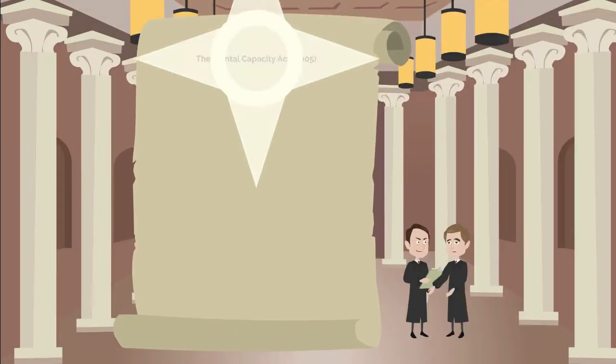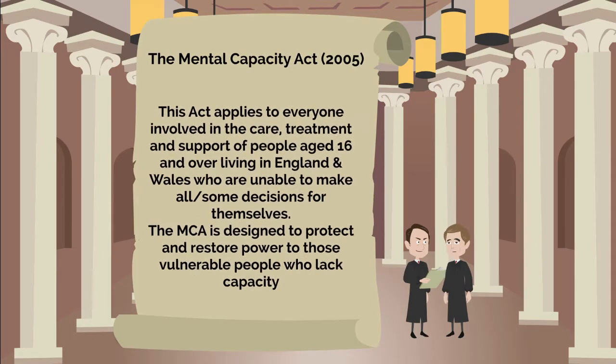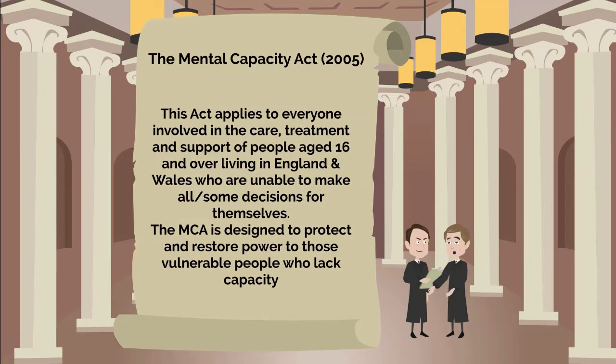Let us now look closely at the Mental Capacity Act 2005. This act applies to everyone involved in the care, treatment and support of people aged 16 and over living in England and Wales who are unable to make some decisions for themselves. The MCA is designed to protect and restore power to those vulnerable people who lack capacity.